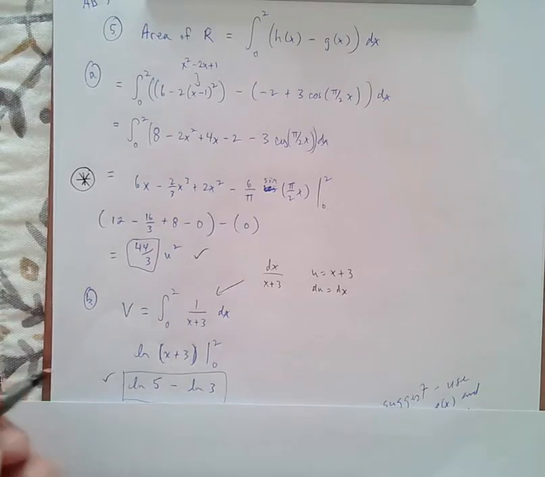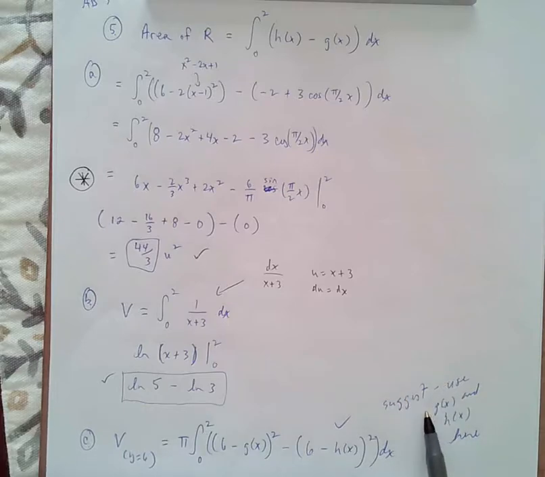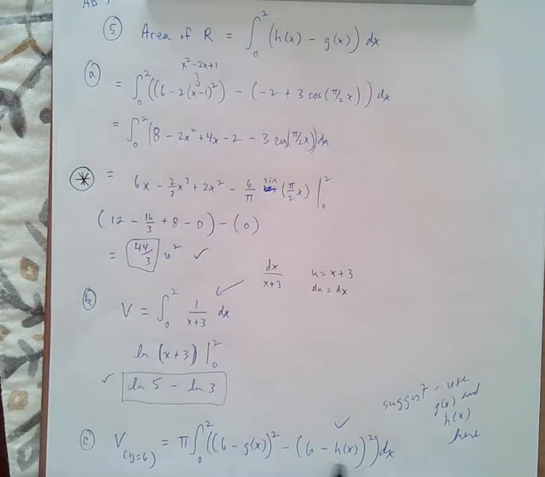Anyway, I thought that was a question that was attainable. Question C, it's a volume question revolving around the line y equals 6. This should make some sense to you. And I did suggest, as in the past, I would use g of x and h of x here. Otherwise, you're going to have to rewrite these tricky functions with the signs, and it might be a little tricky.